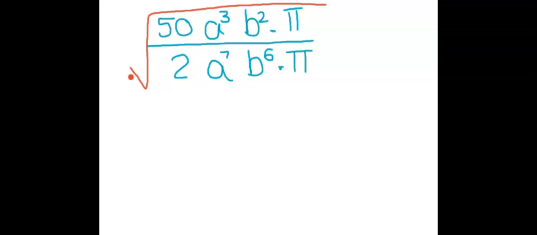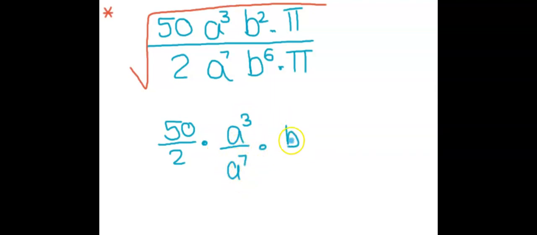Let's say we've got the question: square root of 50 a cubed b squared times pi, divided by 2 a^7 b^6 times pi, and we're not allowed to use a calculator here. So how do we do that? We break it down. The red thing on the top, the cap thing, the square root, ignore that one for a while. Let's break it down. I've got 50 over 2, done. A cubed over a^7, done. B squared over b^6, done. Pi over pi, you can cross it out because that cancels out.